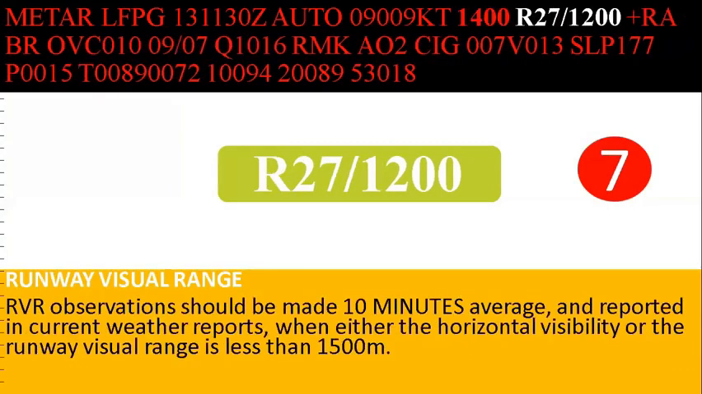RVR observation should be made 10 minutes average and reported in current weather reports whenever the horizontal visibility or runway visual range is less than 1500 meters. Runway visual range starts with the letter R followed by the runway designator and a slash followed by the RVR readings in meters. So here it will read like this: runway visual range on runway 27 greater than 1200 meters.